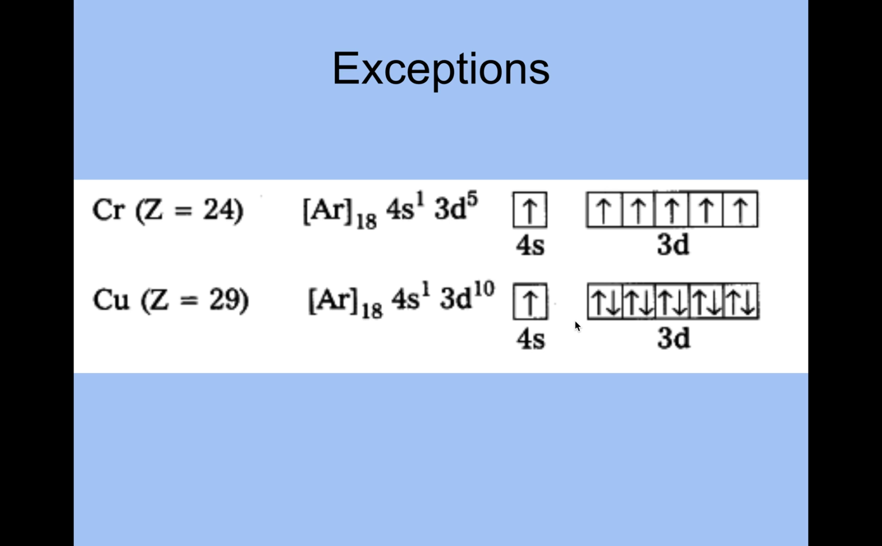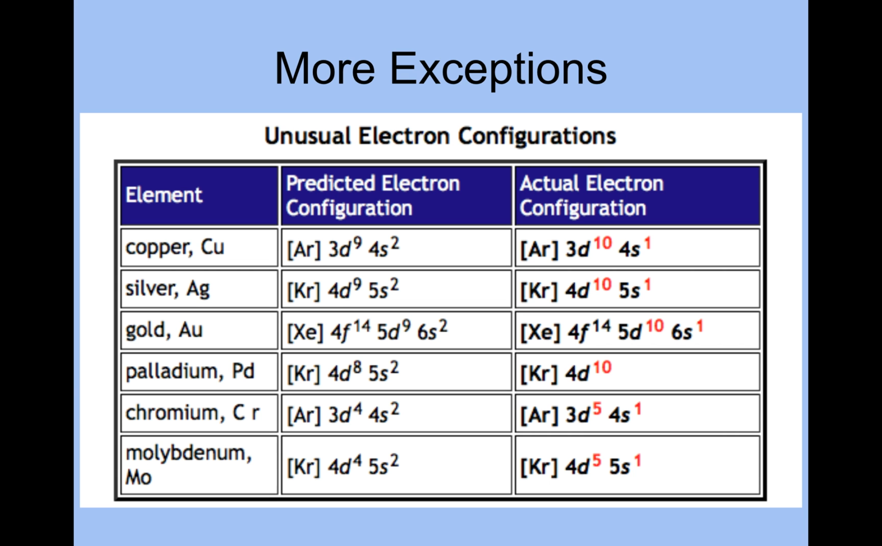Same with copper, except for instead of 3d9, it becomes 3d10. So completely fill this d orbital and then partially fill the s orbital. Now, chromium and copper can vary in their number of valence electrons when they form chemical bonds. Here are some more exceptions. Copper, silver, gold, palladium, chromium, and molybdenum all follow different rules.